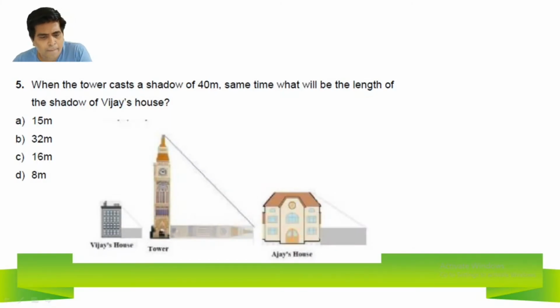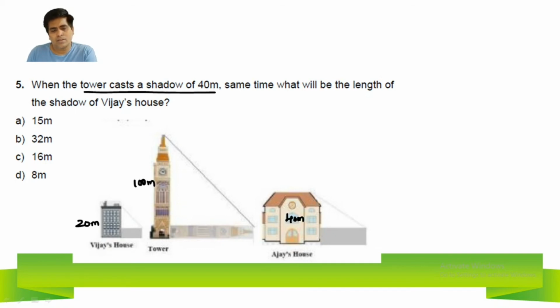Come to question number 5. Before that, I will write the heights: 20 meters, 100 meters, and this is 40 meters. The height remains the same in each and every question. Now we'll see that relation. The tower casts a shadow of 40 meters, so I will take 40 meters here. Now, what is the shadow of Vijay's house? I am taking it as x here. Again, same thing: 90, theta. Here also 90, theta. So by similarity, we can compare these two triangles as similar triangles.